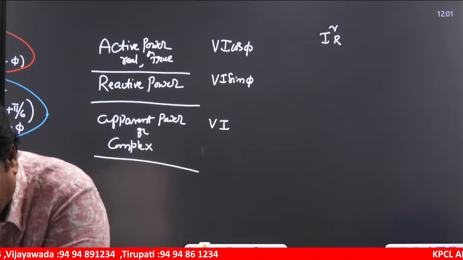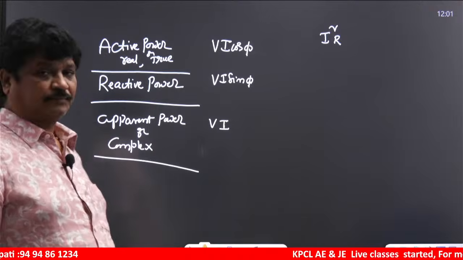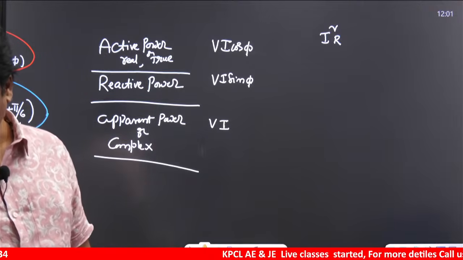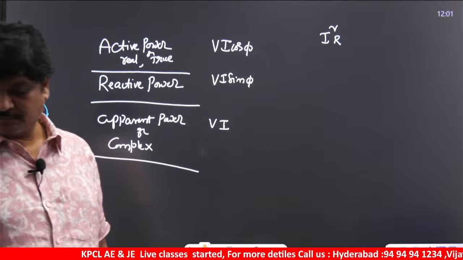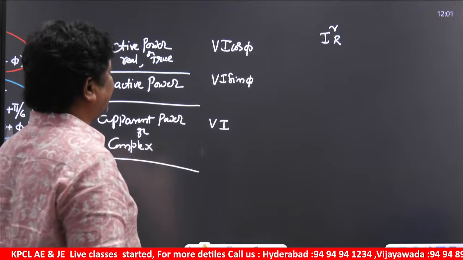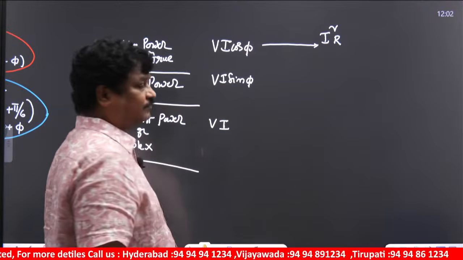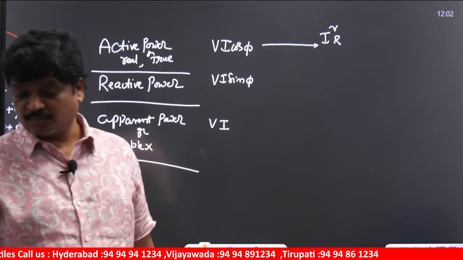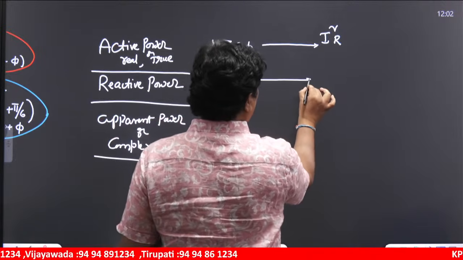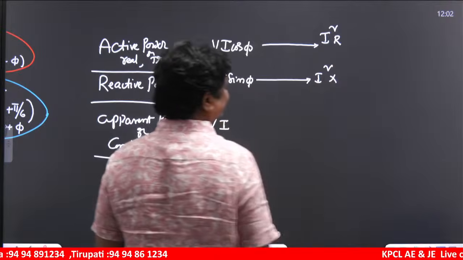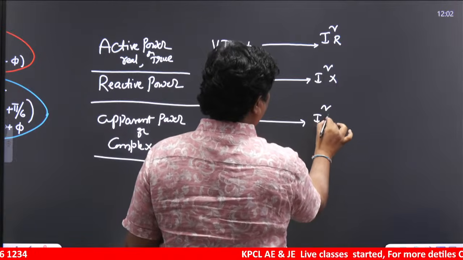Actually, this VI cos phi is equal to I square R only. VI sin phi is nothing but I square X. VI is nothing but I square into Z.